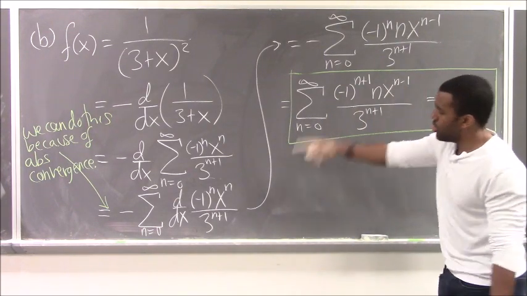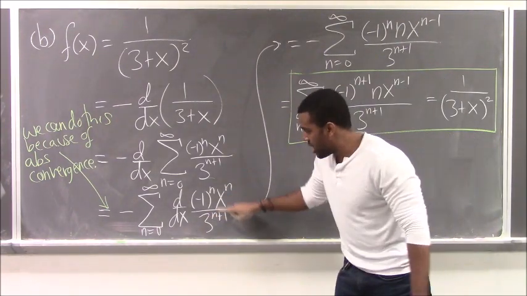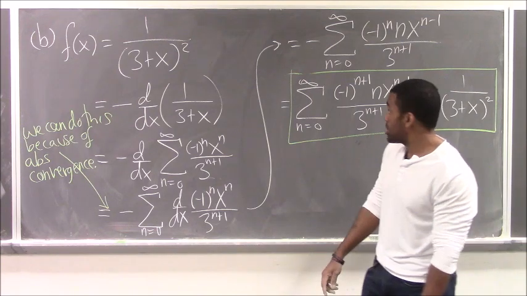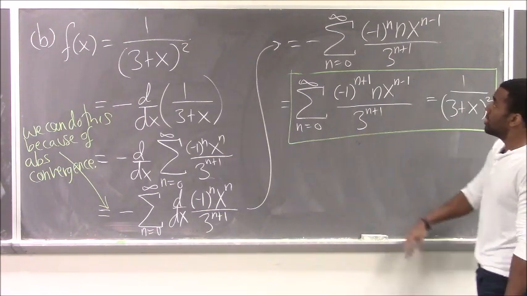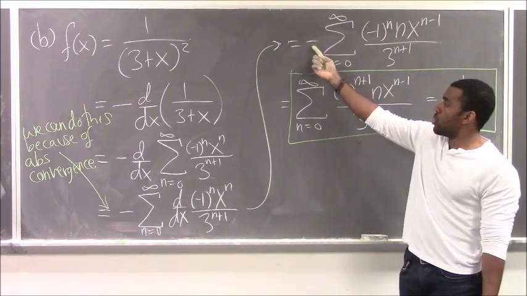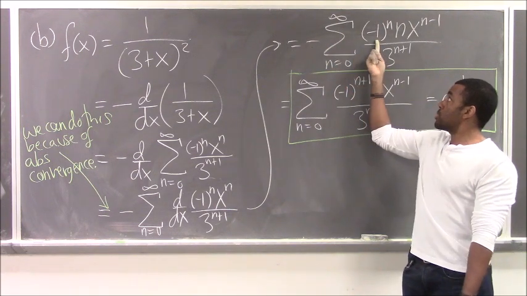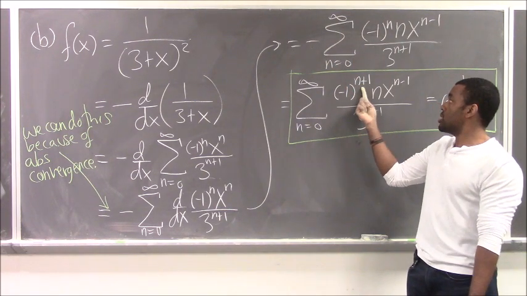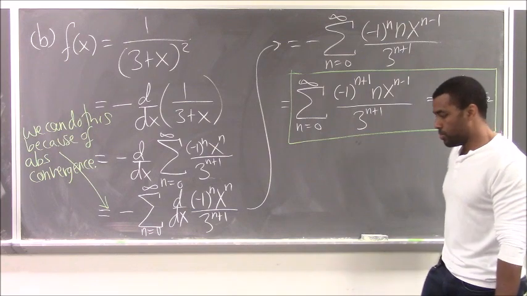We differentiate that using just the power rule because this is a constant, the x is the only variable with respect to the derivative, and we get this. So there was a minus 1 on the outside that I moved in, multiply the minus 1 to the n, gives me the minus 1 to the n plus 1. That's our series.